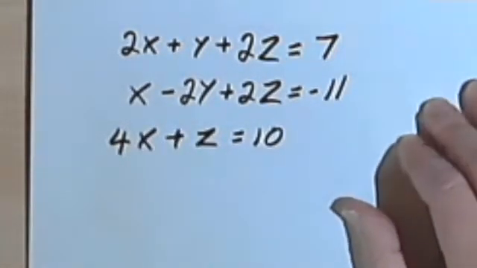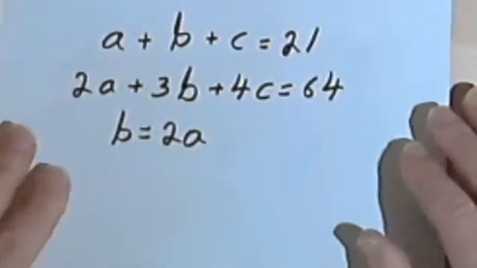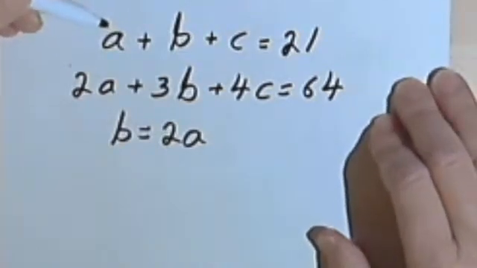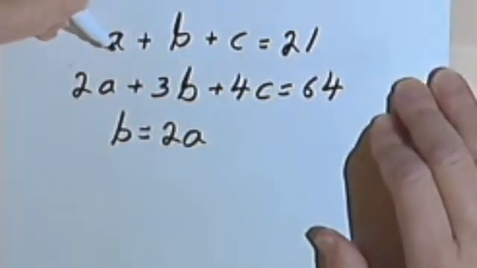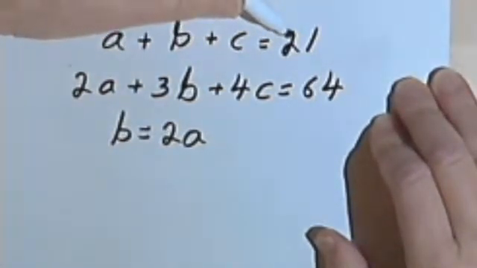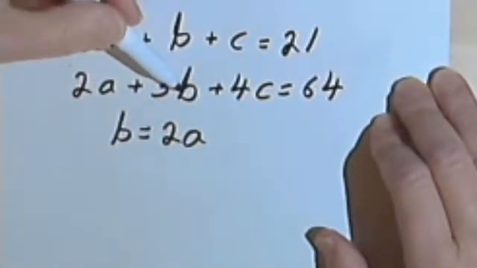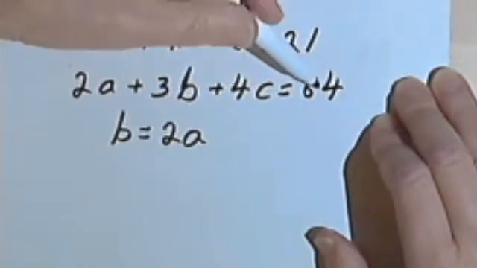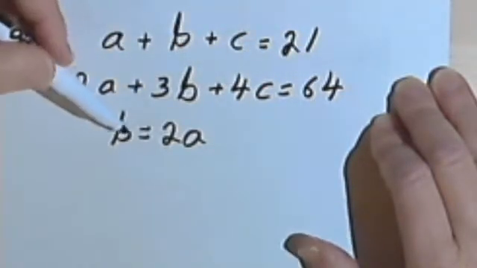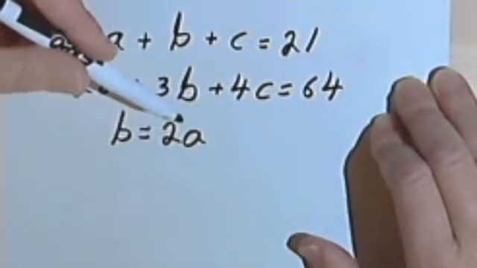Here's another kind you might see. Here we've got, once again, three equations. The first equation is a plus b plus c equals 21. The second equation is 2a plus 3b plus 4c equals 64. And the third equation is just b equals 2a.